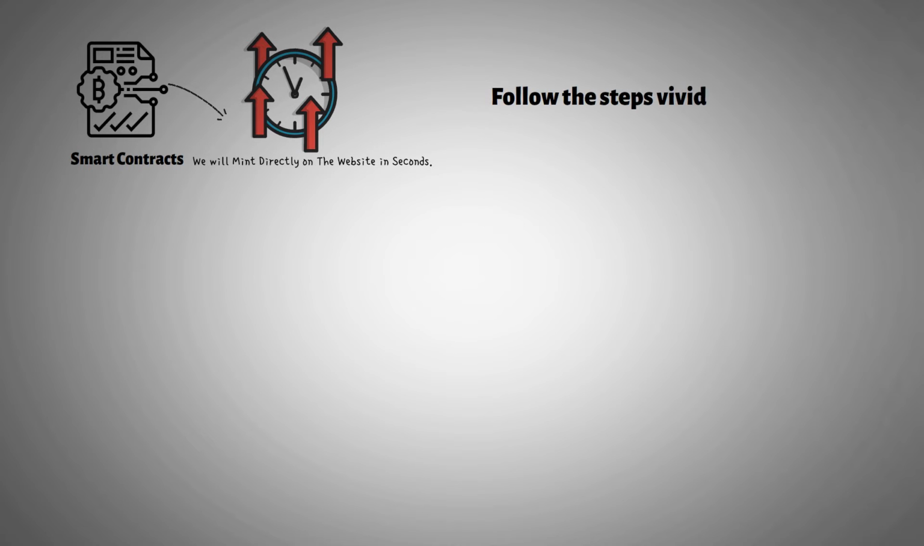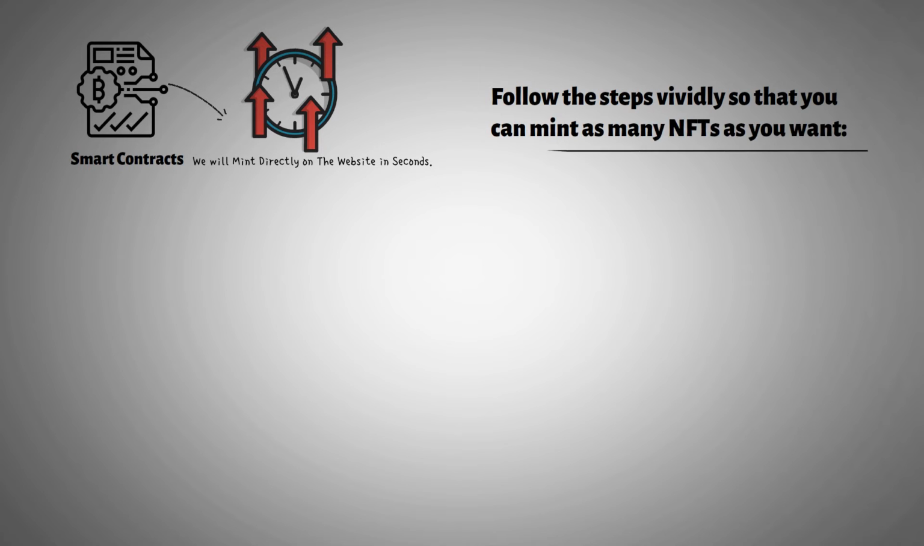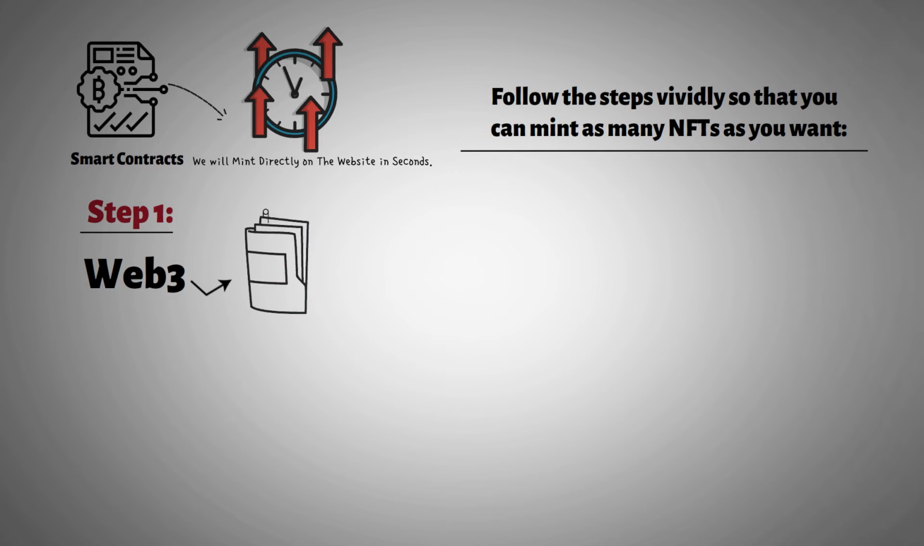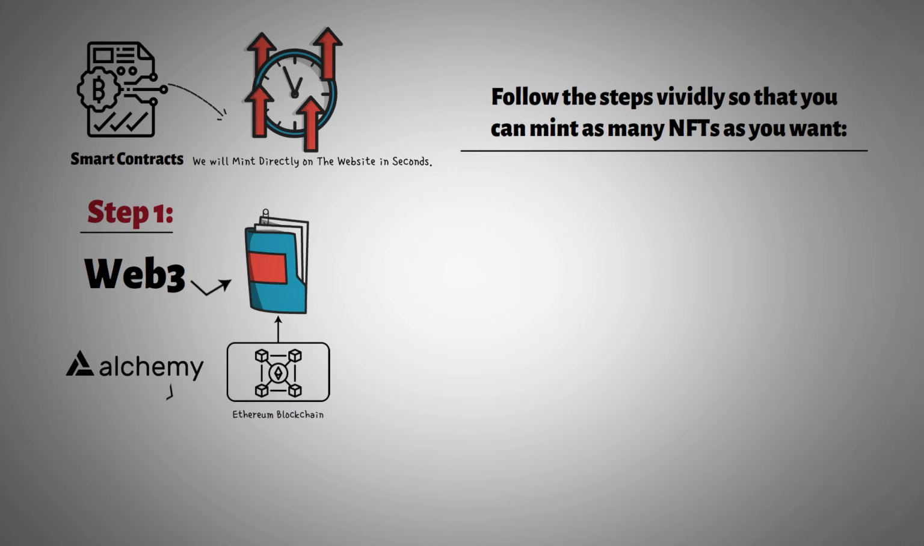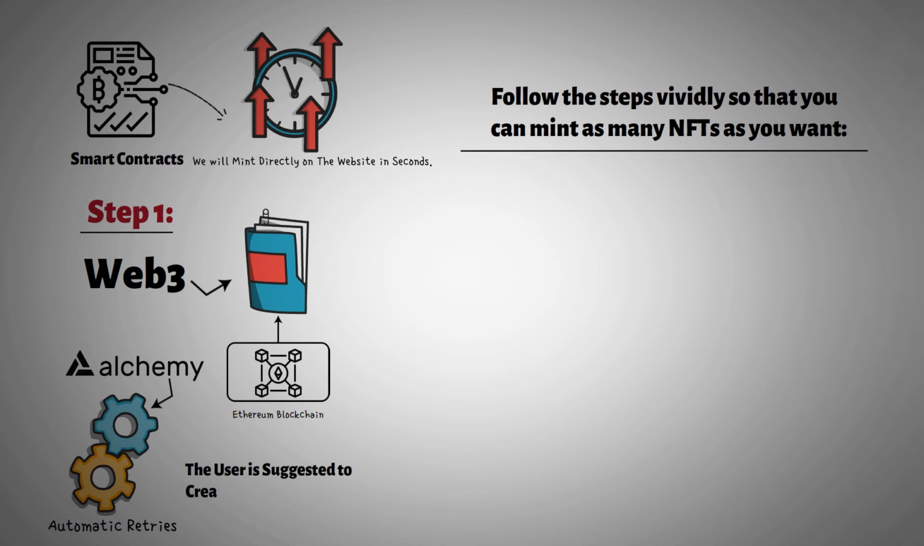Follow the steps vividly so that you can mint as many NFTs as you want. Step 1. In the first step, install Web3. Web3 is a library that requests the Ethereum blockchain. The Alchemy Web3 will be used for automatic retries. After that, the user is suggested to create a mint.nft.js file.